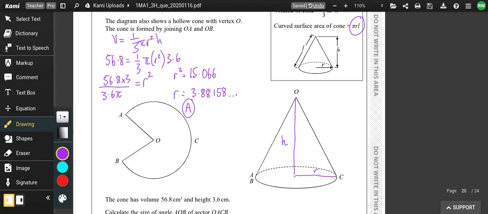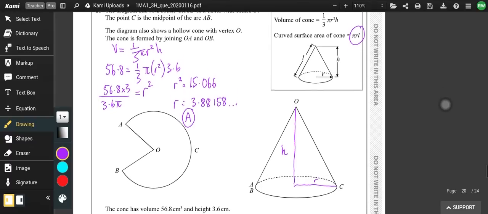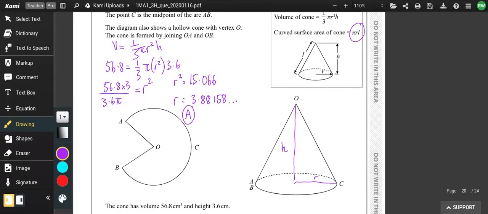If you can imagine folding this up, this AOB becomes the left-hand edge here, but in 3D. So they join together to make the cone, and the circle ACB, that circular bit, becomes the base of the cone. So we need to do some Pythagoras on this to find OC, which will be the radius of the sector, because OA, OB, and OC are all the same length.